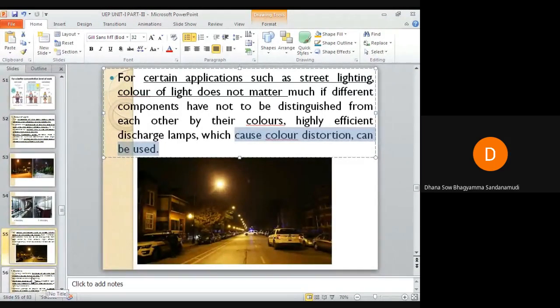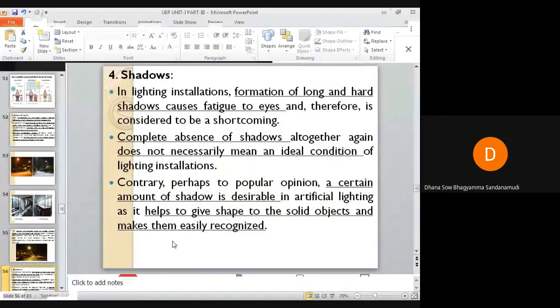So color of the light, it means if we are using lamps for the streets, then color of the light is not important. But when we are using them for offices or indoor purposes in our houses or somewhere within a building, then the color of the light is also very important.